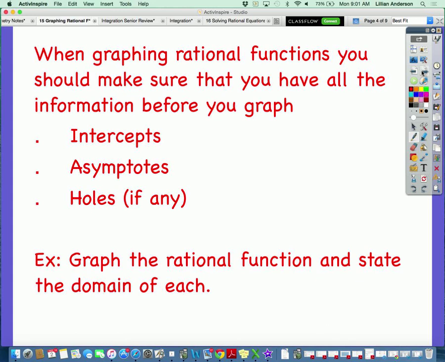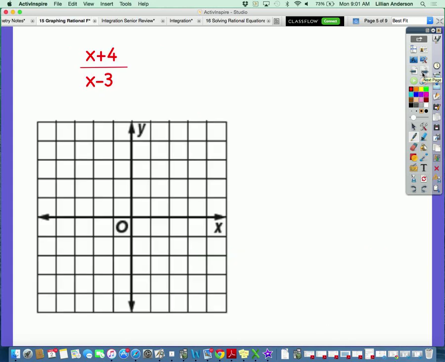So let's go. We're going to graph this. So first thing we need to find is what? Domain. And Bethany, how do we find that? We set the denominator equal to 0, and when we do that, I get 3. And so my domain is everything but 3. And I'm going to go ahead and write that in set notation because it's easier that way.